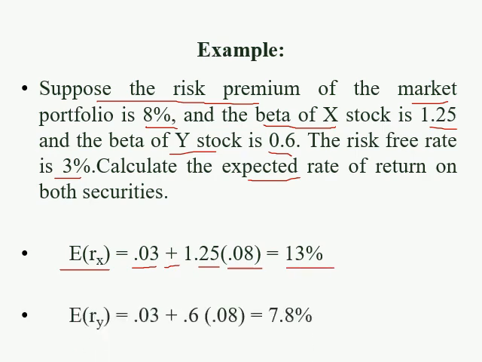And the expected return for stock Y will be equal to the risk-free rate 3% plus beta of security Y, 0.6, multiplied by the excess return of the market, 8%. So the expected return of stock Y will be 7.8%.